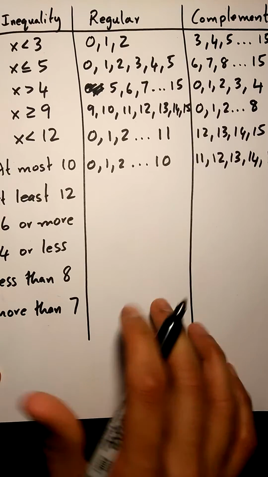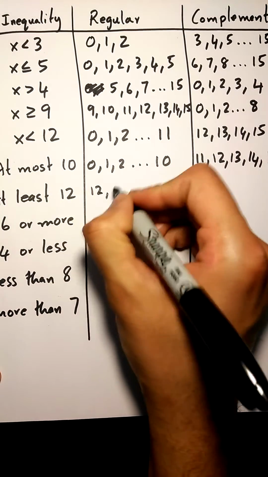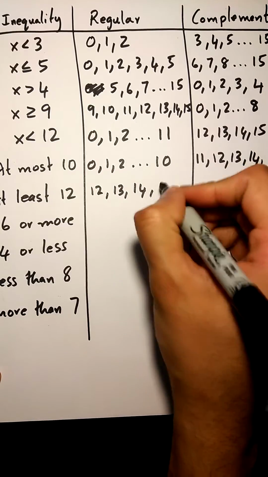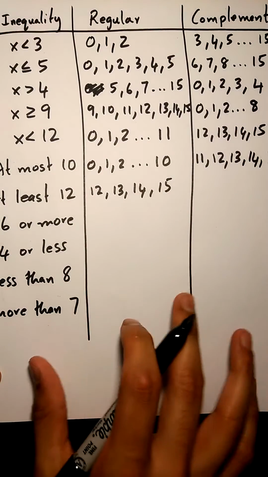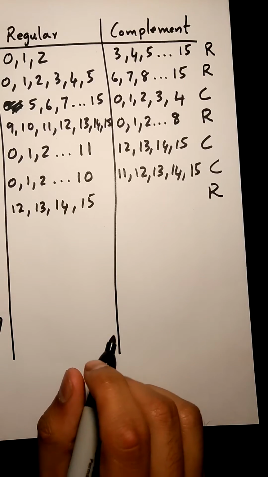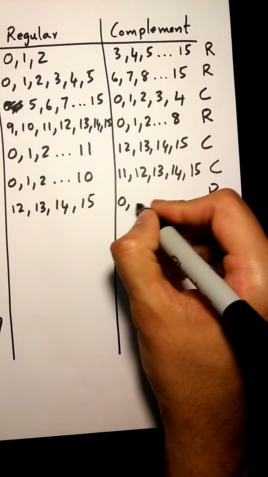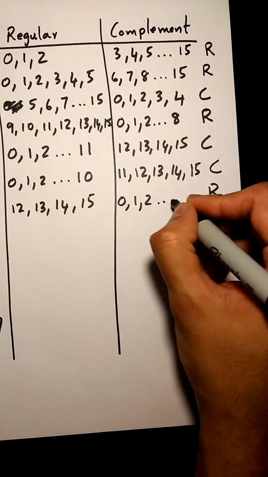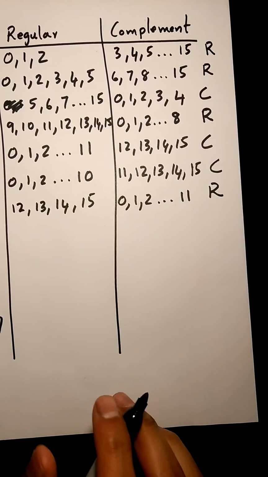At least 12. So our x values are 12, 13, 14, 15. 4 calculations here. You know, our complement will have 12. I'm going to pick our regular rule. Our complement values would be 0, 1, 2, all the way up till 11.